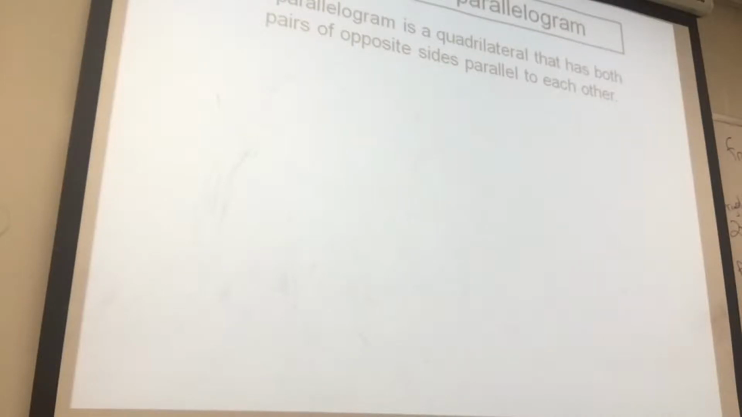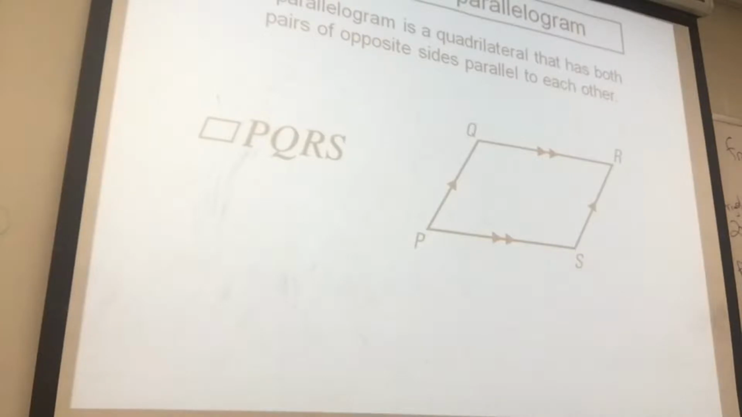Squares have opposite sides that are parallel, so do rectangles, and so do rhombuses. Out of that little chart that we have with quadrilaterals, the only ones that don't fit this are the kites, because they don't have any sides that are parallel, and then trapezoids, which only have one pair of parallel sides.